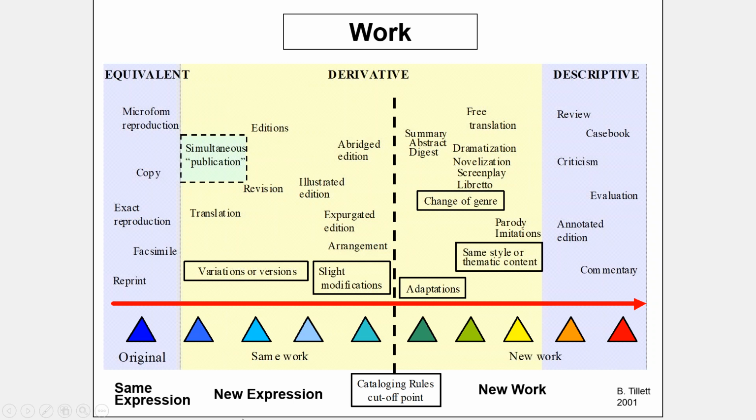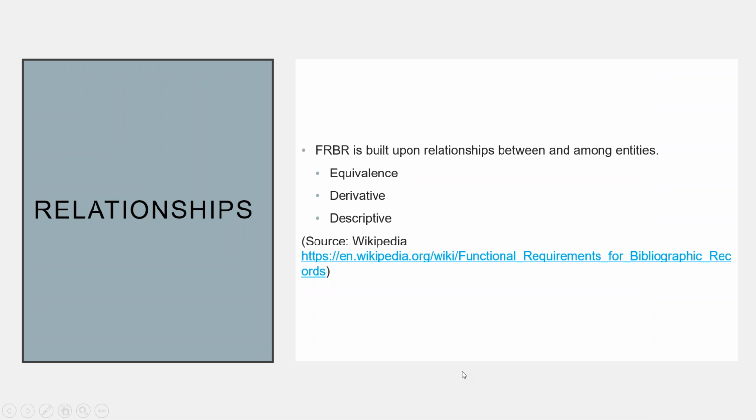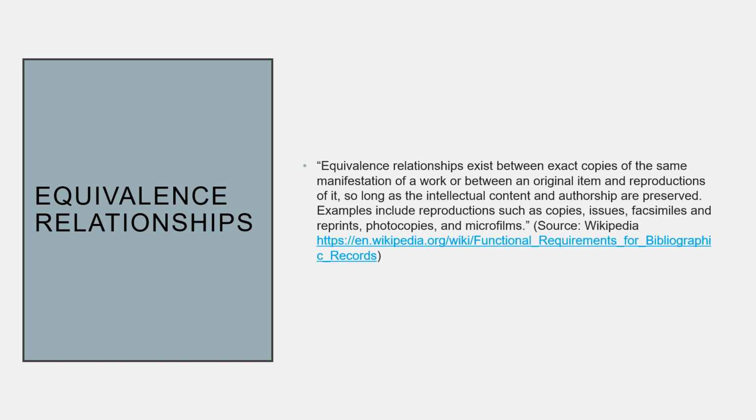Okay, hopefully that wasn't too confusing. All right, so this is building on the slide before. So we had relationships. FRBR is built upon relationships between and among entities. So you've got equivalence, derivative, and descriptive as relationships. And let's move on so we can further explore those relationships.